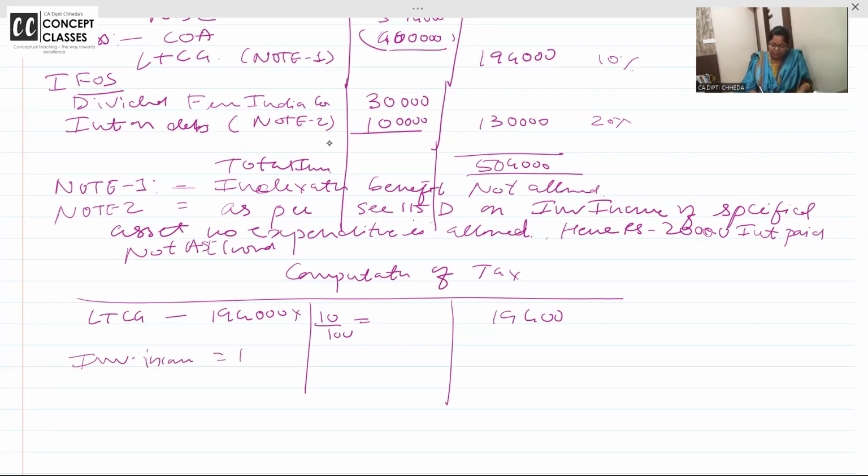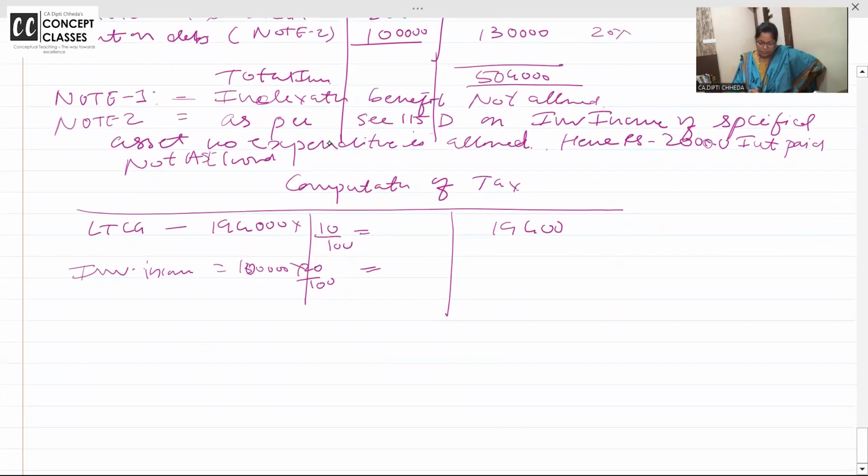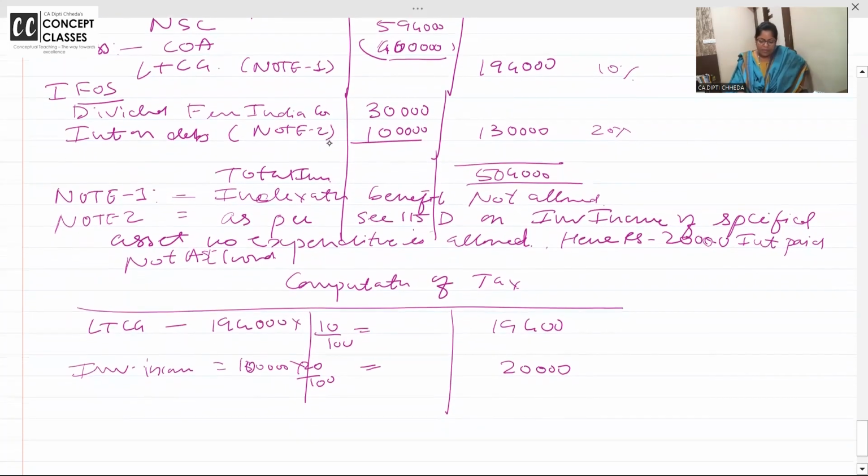Investment की income. Investment income 20%. Only 1 lakh we will take. 20%. How much is it coming? 20,000. Take a pause and all of you check with me one thing.